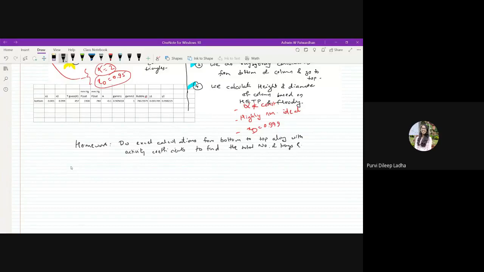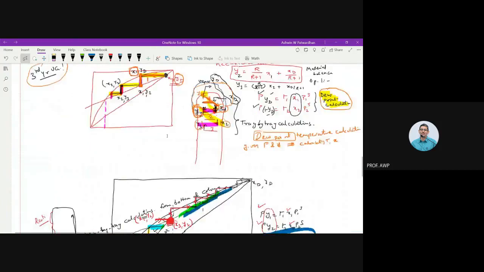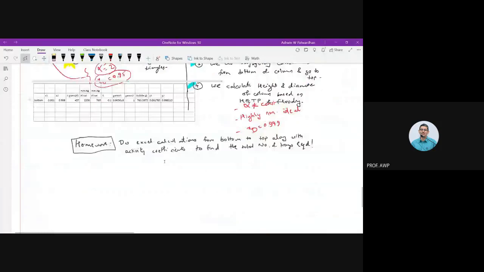Will you be able to do this? How many feel comfortable doing it? We have to assume some value of reflux ratio that we have done already. I told you that last time. Only then we would get the operating lines, isn't it? So you have to assume a value of reflux ratio.